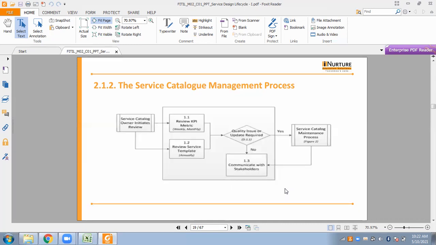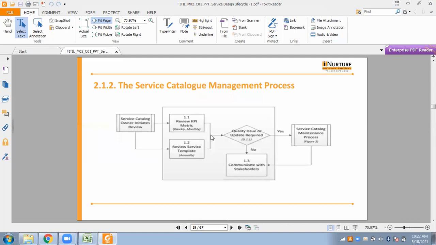So this is the review process flow. Okay, the catalog review process flow. As you can see, the service catalog owner initiates the review here. It will be done in two phases. One is to review the KPI metrics, which is done on a weekly or monthly basis, and then review the service template, which is done annually.